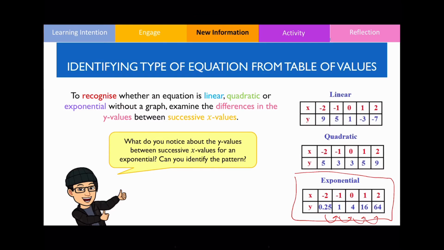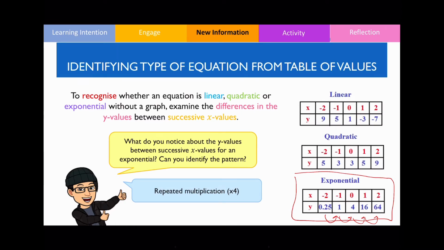In this case, guys, if you were able to identify the relationship, you can clearly see that it's repetitively multiplying by 4. From 0.25 to 1, you're multiplying by 4. To get from 1 to 4, you multiply by 4. From 4 to 16, you multiply by 4. You get the idea. So that's repeated multiplication.